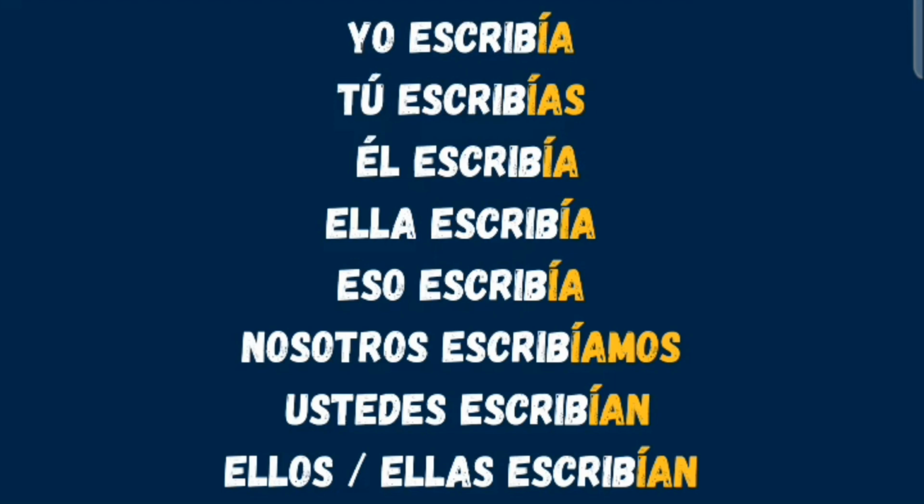So remember, if you're talking about regular verbs ending with ir, then the ending of your verb in the imperfect past has to end in ía, ías, ía, íamos, ían. Okay? Let's see another verb.